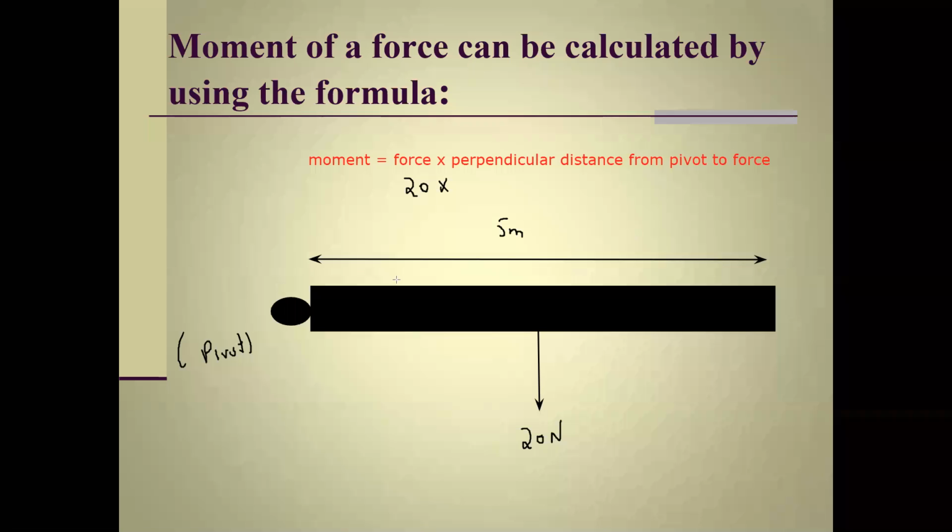So what distance do we need? Because the weight of this object is acting at the center, what distance will we consider? We'll take 2.5. So in this case, when I calculate a moment, it will be 20 multiplied by 2.5, which is equal to 50 Newton meter.